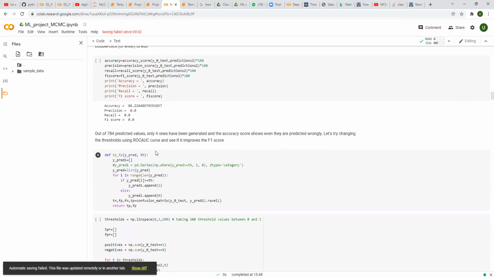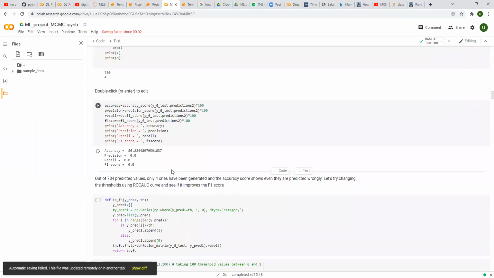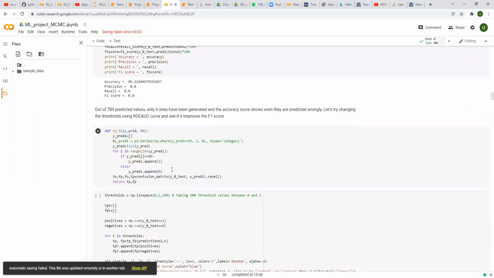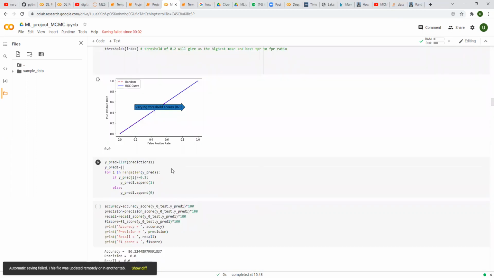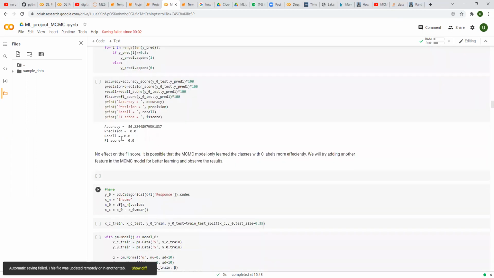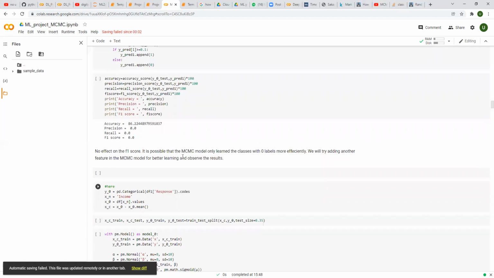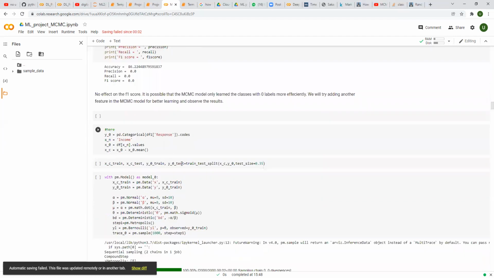So if we try the ROC AUC curve that we did in the machine learning part and change the threshold somehow, this didn't help us either, because the precision and recall are still 0. Okay, so we are going to try something else.